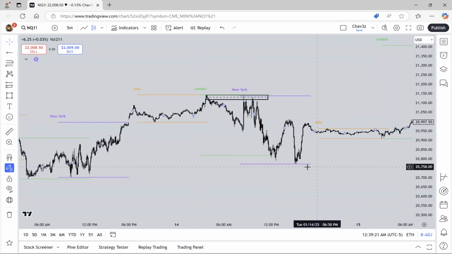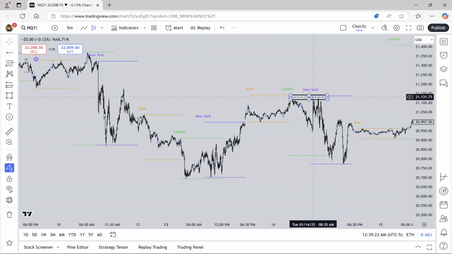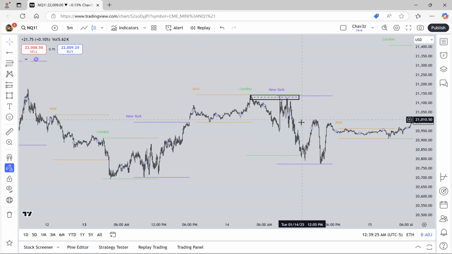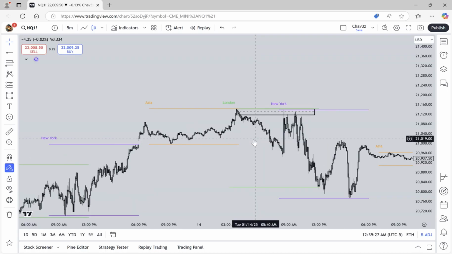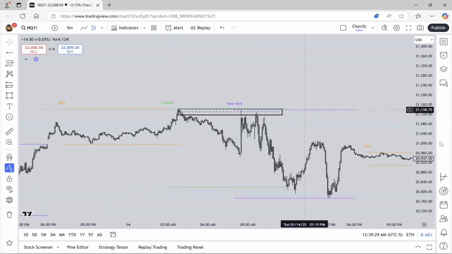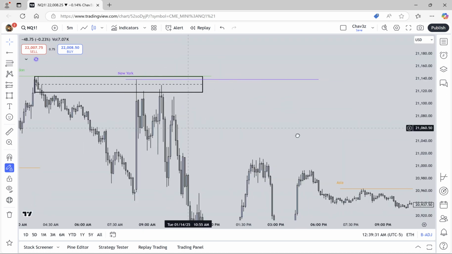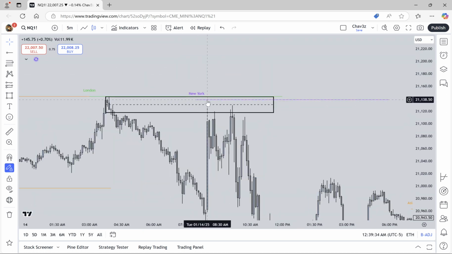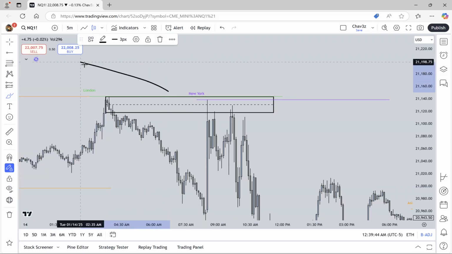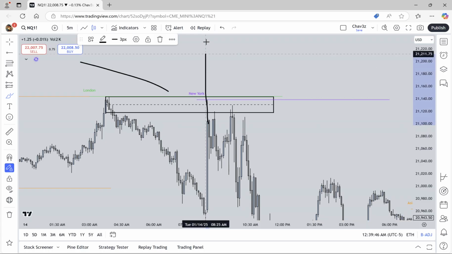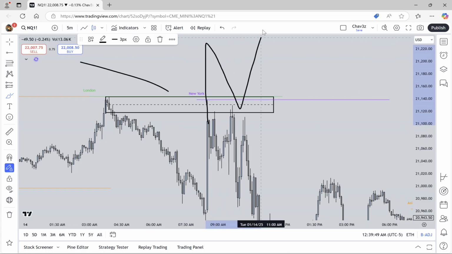But remember our continuation, right? If we wanted a continuation here of the high, what do we need to happen first in order for it to continue? We need to take out the high. We never did. Look how close New York got. We never took out Asia and London. We got super close, but we never took it out. What are we looking for if we wanted to attack the highs? We need price to trade above the block and retest it.